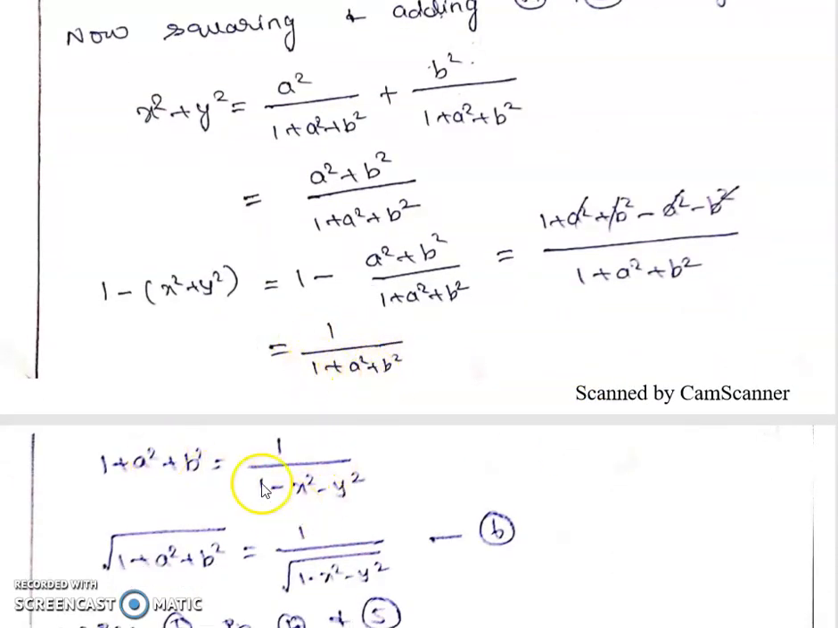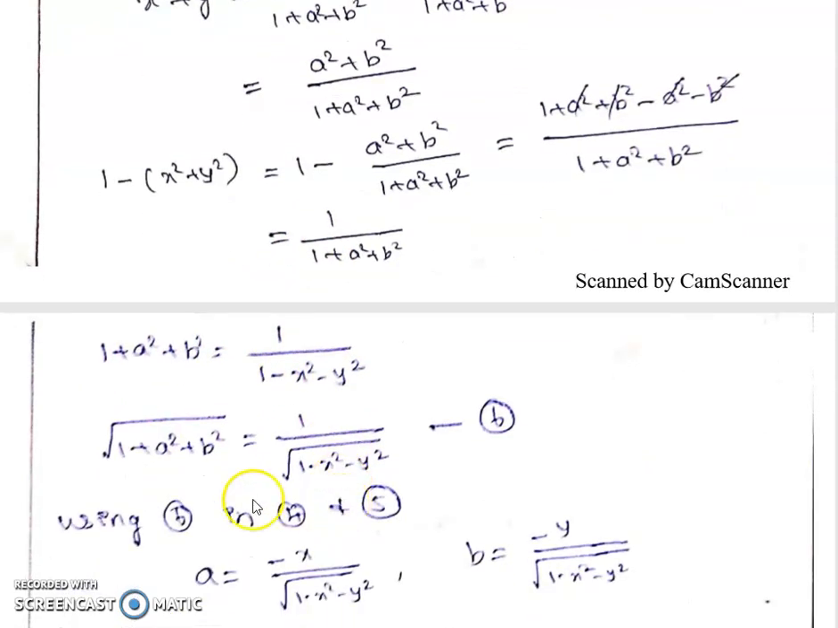So now interchange these two terms, it can be written as 1 plus a square plus b square equal to 1 by 1 minus x square minus y square. So now take the square root on both sides. So square root of 1 plus a square plus b square equal to 1 by square root of 1 minus x square minus y square. So substitute this equation 6 in equation 4 and 5. That is, instead of root of 1 plus a square plus b square, we can substitute the value square root of 1 minus x square minus y square.